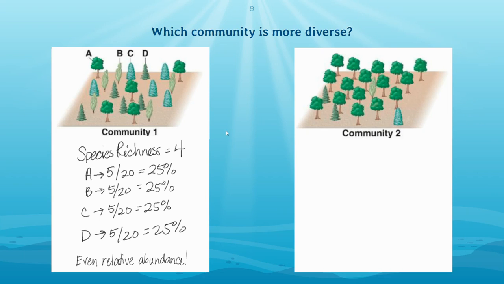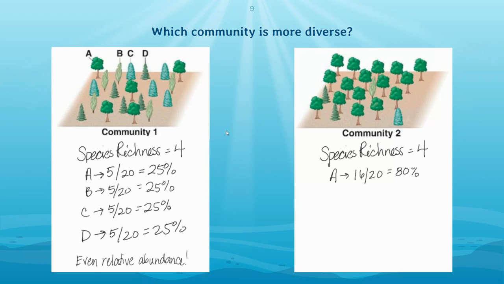In community 2, we also have species A, B, C, and D. So we still have the same species richness of 4. Now we're going to do the same thing and take a look at how many trees. So we still have the 20 trees, and we're going to count up the number of type A trees. There's 16 of them in this picture. 16 out of 20, because there's 20 total trees in this community, is 80%.